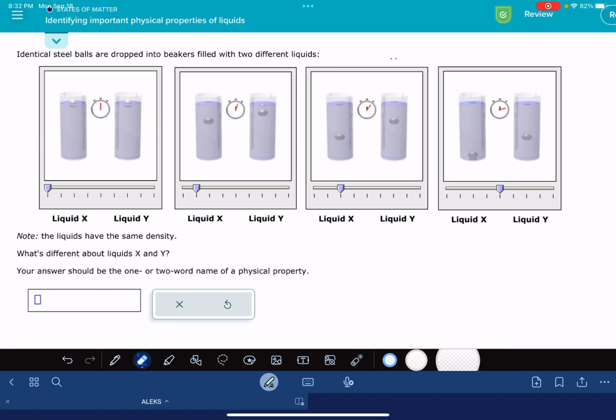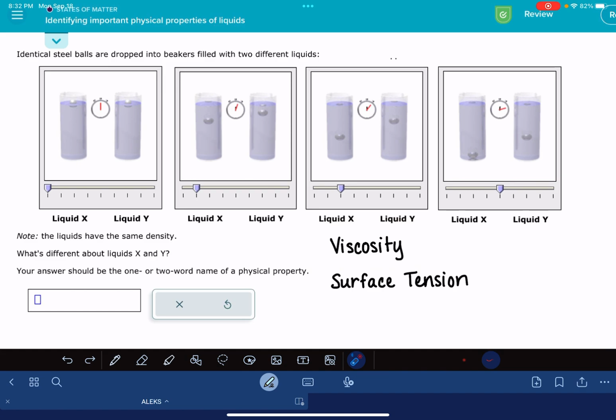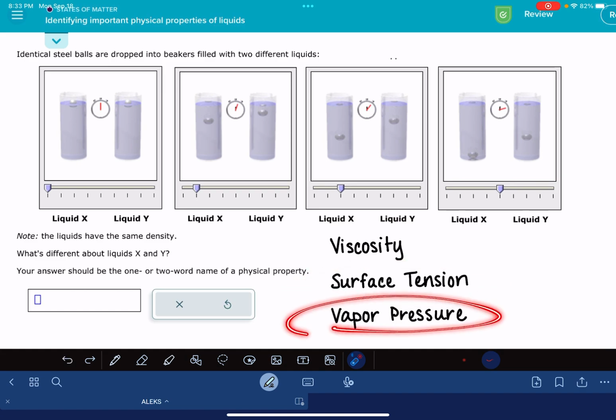And it's asking you to identify what is different about the two liquids. What property do they have that's different? There are only three possible correct answers to this problem. One is viscosity, one is surface tension, and one is vapor pressure. And so that makes this problem not quite as terrible as it initially seems like it might be. It's also not asking you to compare the two liquids, like which one has a higher viscosity or higher surface tension. It just wants to know what is the property that is different.